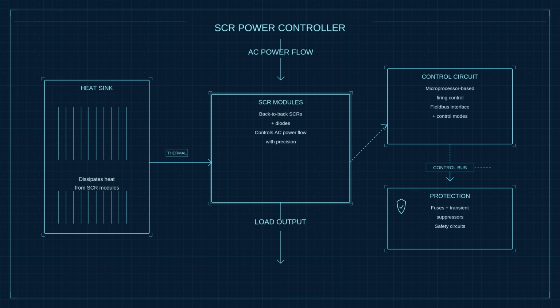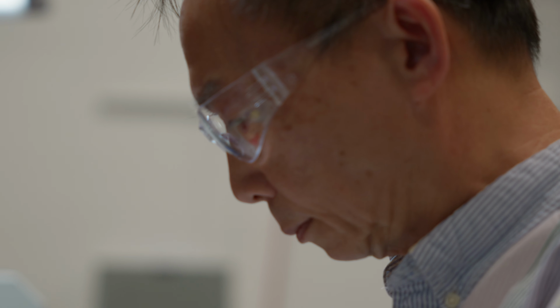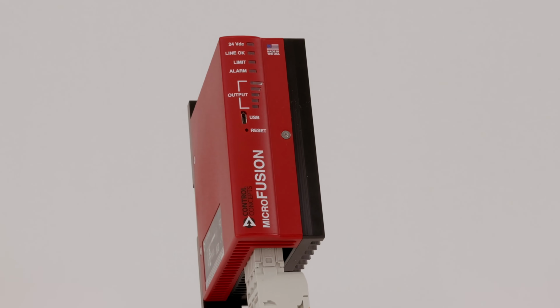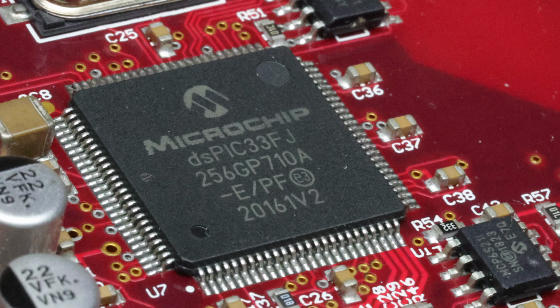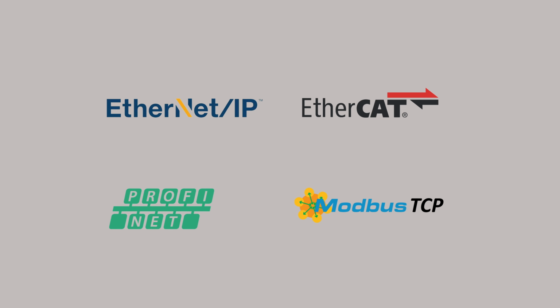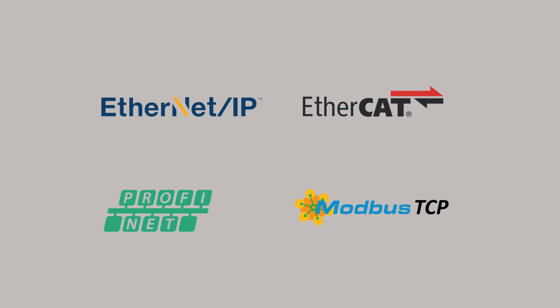SCR power controllers use back-to-back SCR modules, which make it possible to control AC power with a high level of precision and efficiency. Modern SCR power controllers utilize advanced microprocessors to offer a variety of control modes and feature digital fieldbus interfaces for monitoring critical process parameters.